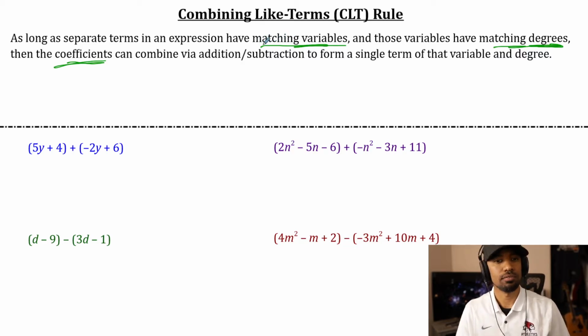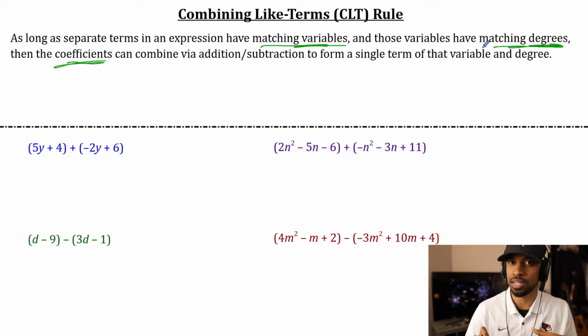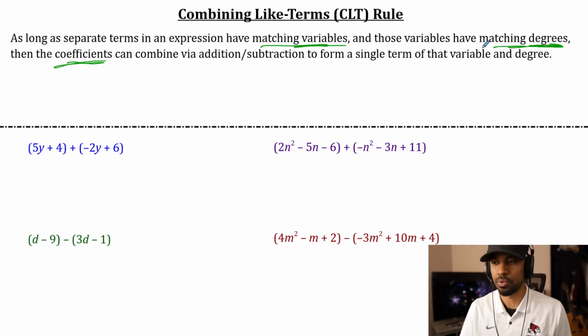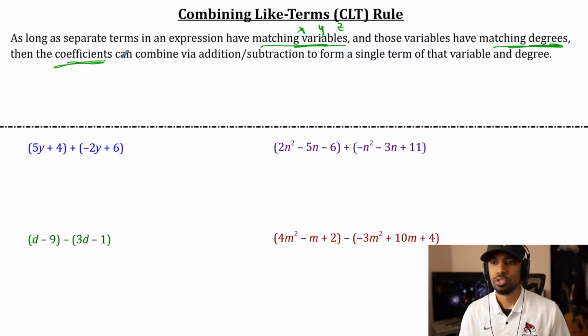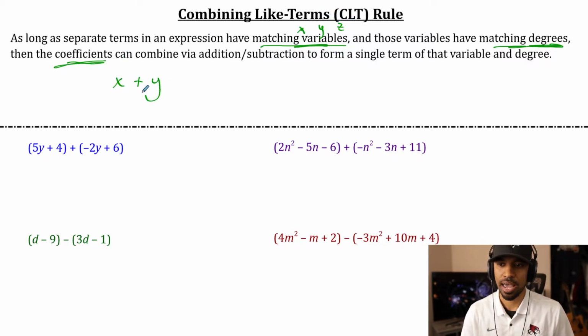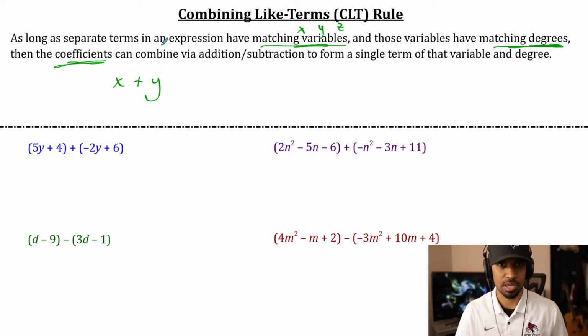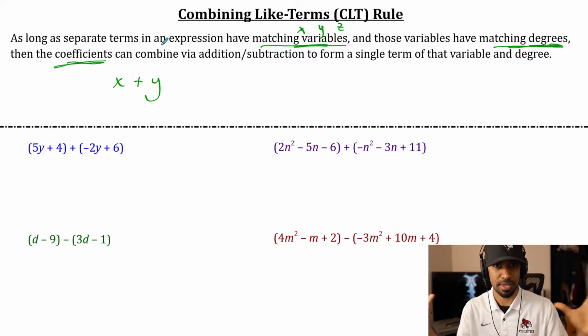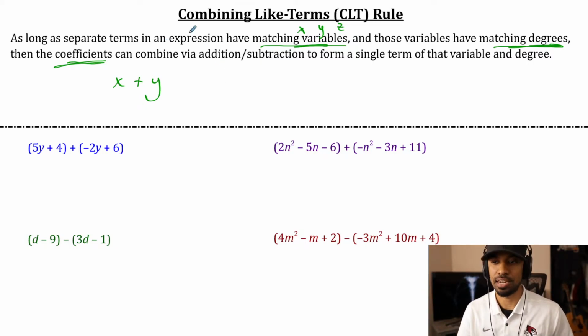Okay, so first of all, the word matching comes up a couple times. In order to combine like terms, you have to have matching variables and matching degrees. Now, what are variables? We're talking about your x, y's, and z's and such. Now, does x match with y? No. Does y match with z? No. So if you have something like x plus y, I can't combine these to make something greater than it is or less than it is, because the whole point of combining is to make it simpler. I can't combine these in any sort of way.